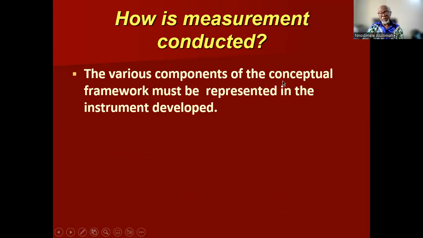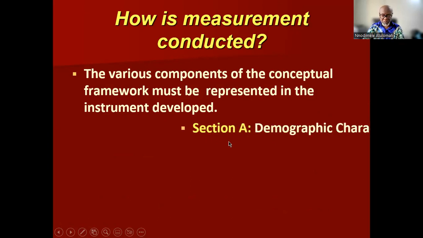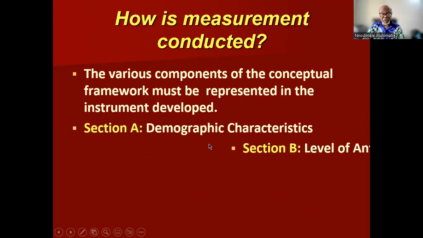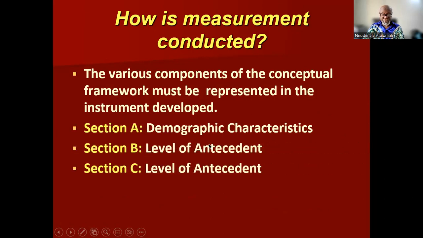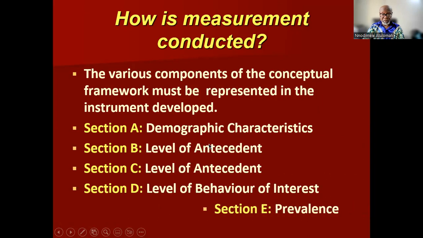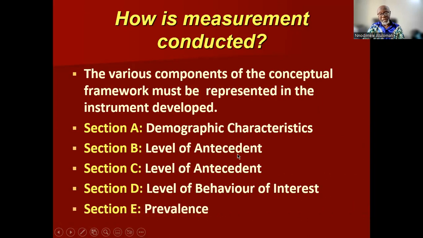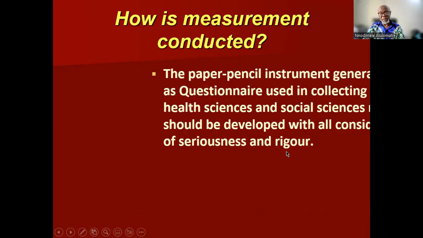So the various components of the conceptual framework must be represented in the instruments developed. So any part of the conceptual framework that is not necessary in the development of the instrument should not appear. Only those aspects that will appear in the instrument should feature in the conceptual framework. So we have section A, section B, section C, section D, and then section E. Right, so let's look at this.